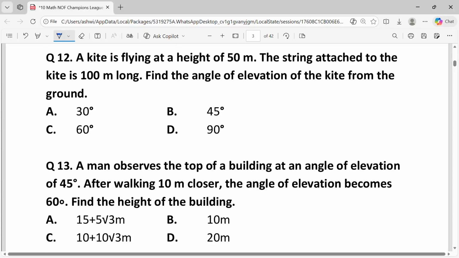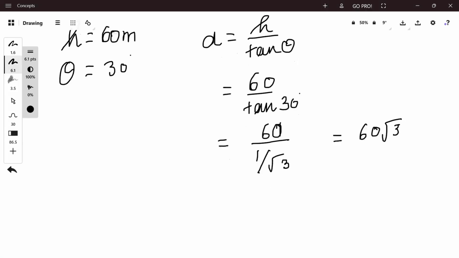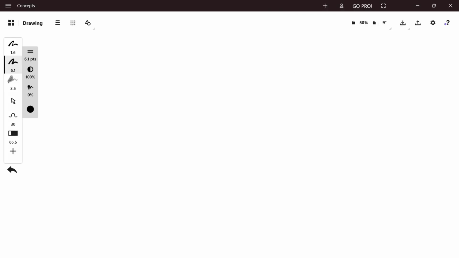Question 12. A kite is flying at a height of 50 meters. The string attached to the kite is 100 meters long. Find the angle of elevation of the kite from the ground. The problem forms a right angle triangle where the height of the kite is the opposite side and the straight string line is the hypotenuse. Let h be the height of the kite and L be the length of the string. That is, h is equal to 50 and length is equal to 100.